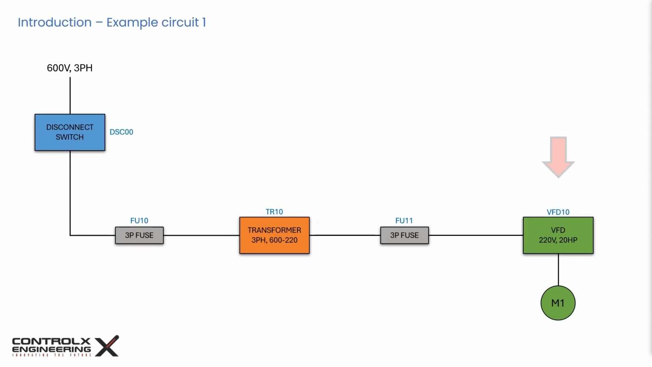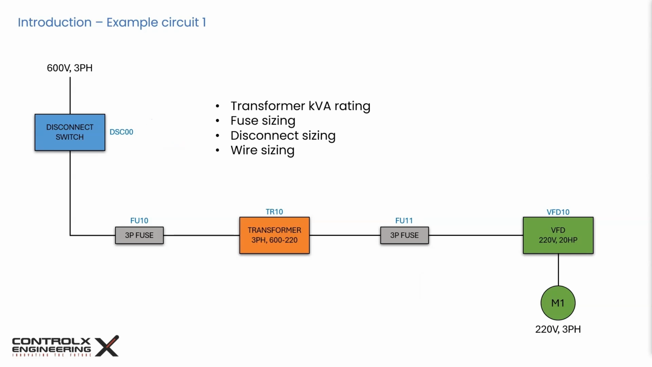Consider this simple circuit. The load in this circuit is the motor M1 controlled by a VFD. We are given that a 20 HP VFD is required and the motor rated voltage is 220 volts three phase. The mains incoming power to the panel is 600 volts three phase. We will need to step this down to 220 volts using a transformer identified here as TR10. We will also need protection devices like fuses on the transformer's primary and secondary. Finally, we will need a disconnect switch to control the flow of power into the circuit. For this circuit, we will need to determine the following: transformer kVA rating required for the motor load, appropriate protection fuses, disconnect sizing, and finally the correct wire gauges required to handle the current in our circuit.